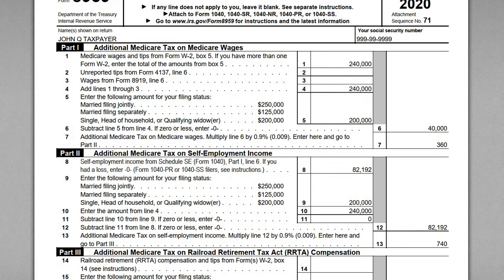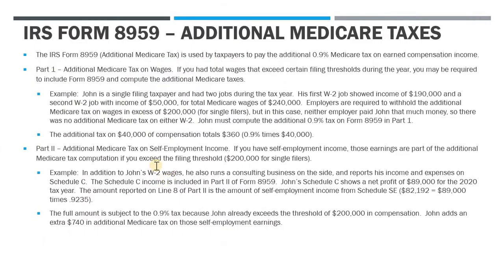Now let's look at Part 2. Part 2 is the additional Medicare tax on self-employment income. Okay, so this also applies if you've got self-employment income in excess of those thresholds, and in total, so when you add your self-employment income to your W-2 income, if you got some of that, if your total still goes beyond that $200,000 threshold for a single filer, you've got this 0.9% surtax, the Medicare additional tax.